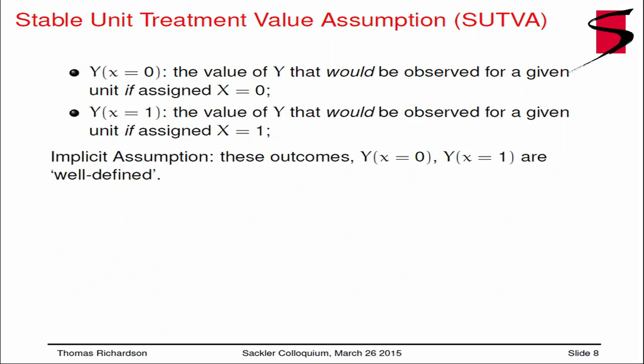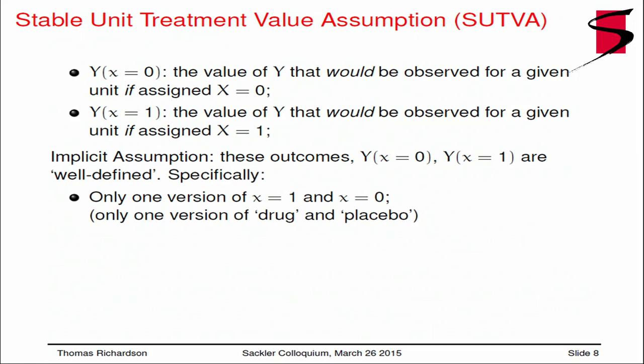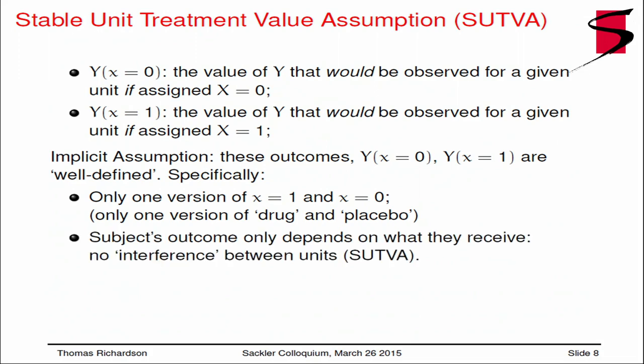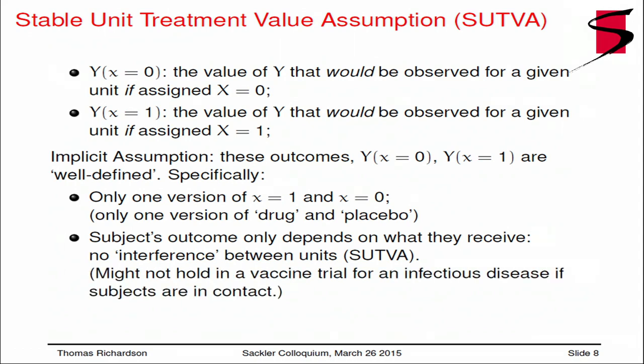So a quick word to be mentioned here. This might look as if I'd made no assumptions at all. But of course, we're assuming that these are well-defined. And that means that we're supposing, in particular, that it's enough to know that you've got the drug. There aren't five different ways that you could get the drug, or five different varieties of the drug. And we're also supposing that a subject's outcome only depends on what they receive. So we're supposing no interference between units. Rubin came up with this acronym of SUTVA to encapsulate these assumptions.